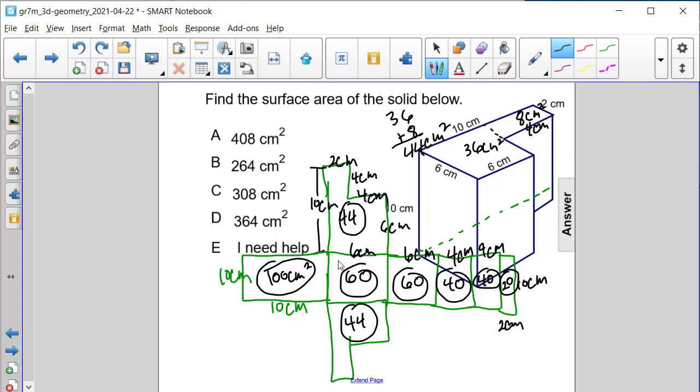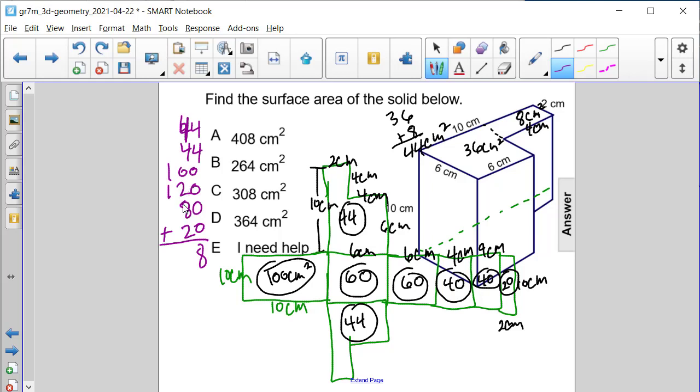All right, so now we have all of our areas and we can add them up. So let's do that. We have 44, another 44. We have 100. We have 60 and 60, which is 120 together. Then we have 40 and 40, which is 80. And we have another 20. So we have 8 in the ones column. This is a 4. 4 and 4, or 40 and 40 is 80. 2 more is 100.